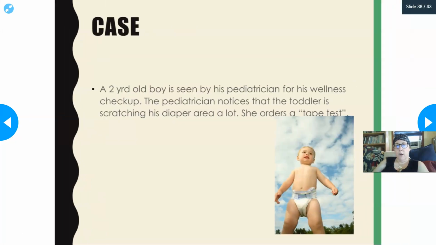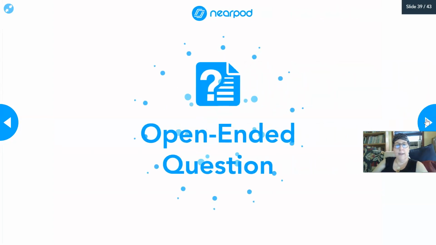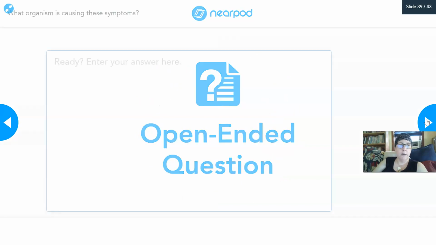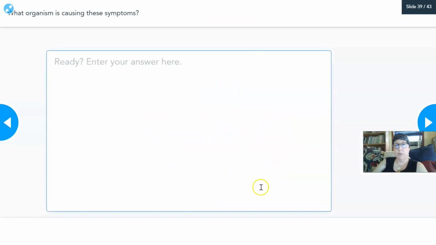Okay, and so here is another case. A 2-year-old boy is seen by his pediatrician for his wellness checkup. This pediatrician notices that the toddler is scratching his diaper area a lot, so she orders a tape test. All right. And what do you think the tape test might reveal? What do you think is causing this little boy's symptoms?